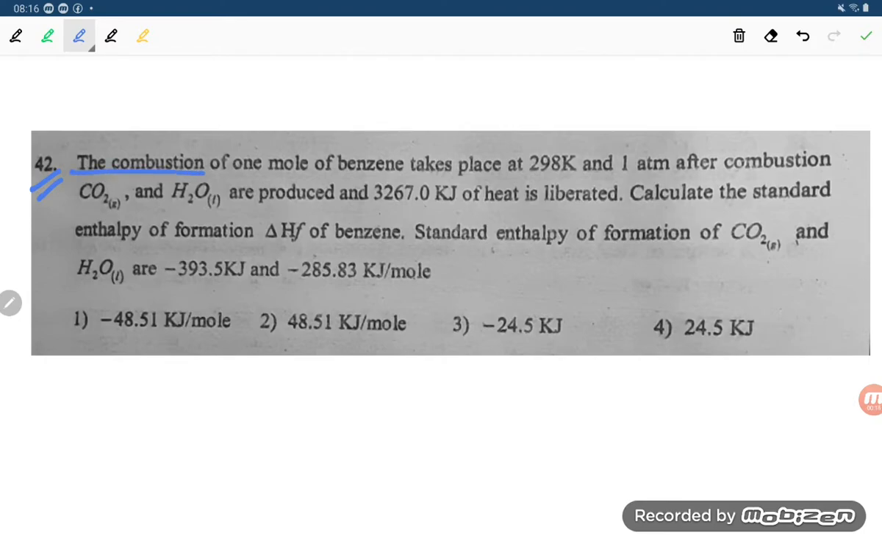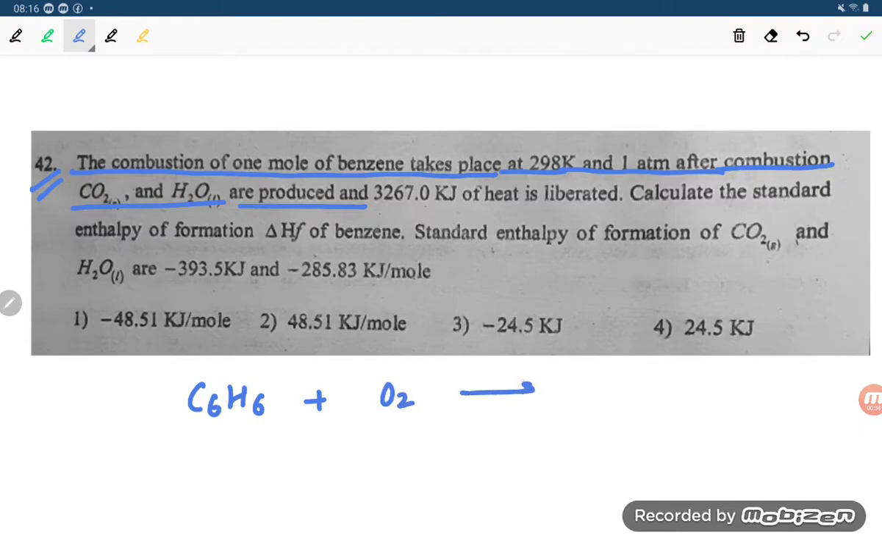The question is: the combustion of 1 mole of benzene takes place at 298 Kelvin and 1 atm. After combustion, CO2 and H2O are produced. So benzene, C6H6, is combusted with excess O2, and it gives CO2 plus H2O. Six carbons, so this is 6 CO2, and six hydrogens means 3 H2O. How many oxygen? 6 times 2 is 12, plus 3 is 15, so it is 15 by 2 oxygen.